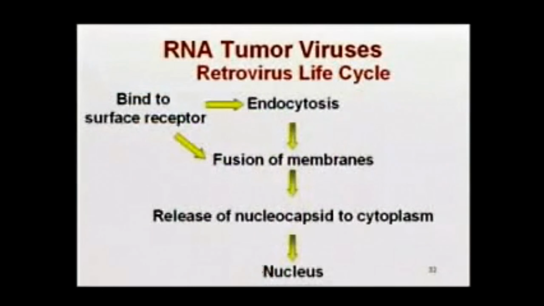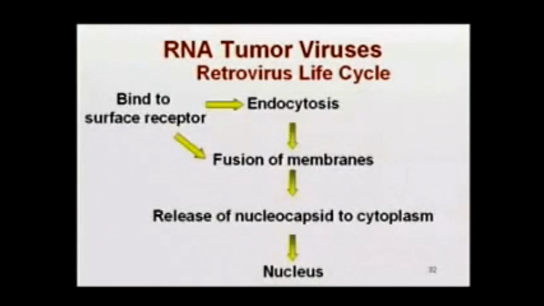So let's look a little bit at their life history. They bind to a surface receptor. They usually bind to very specific receptors. HIV binds, as you know, to the CD4 antigen on T4 lymphocytes. In many cases, endocytosis follows. In some cases, such as HIV, the virus membrane can actually fuse with the cell surface membrane, leading to syncytial formation. But either way, endocytosis or fusion of the plasma membrane, you get the nuclear capsid into the cytoplasm.